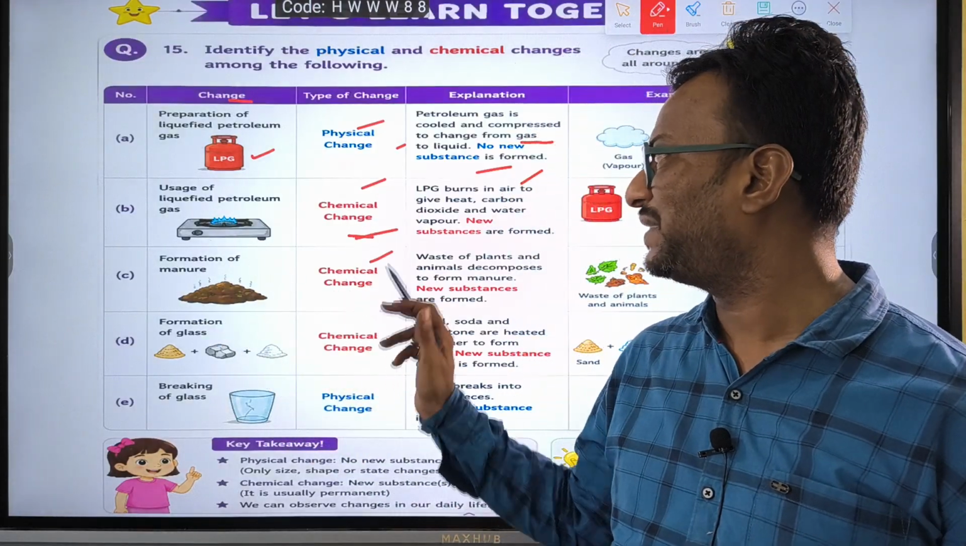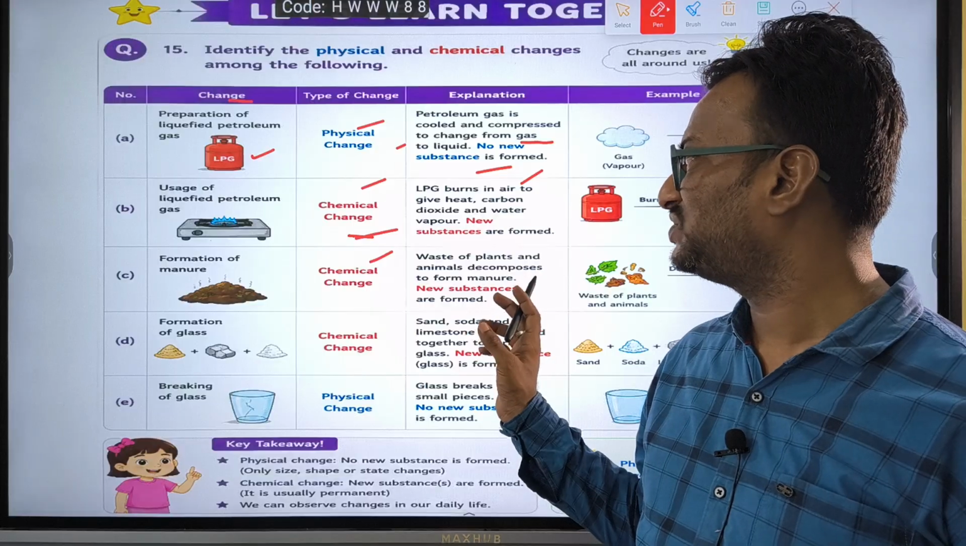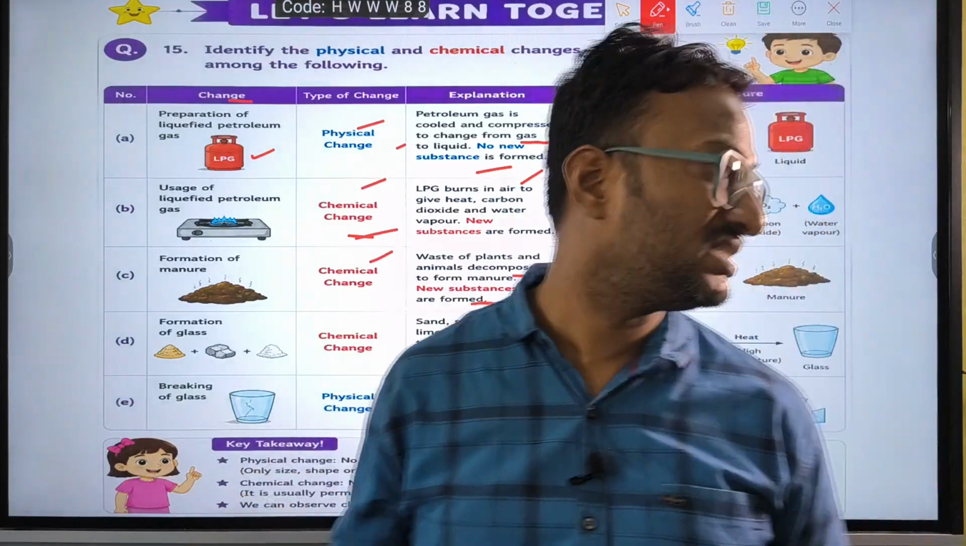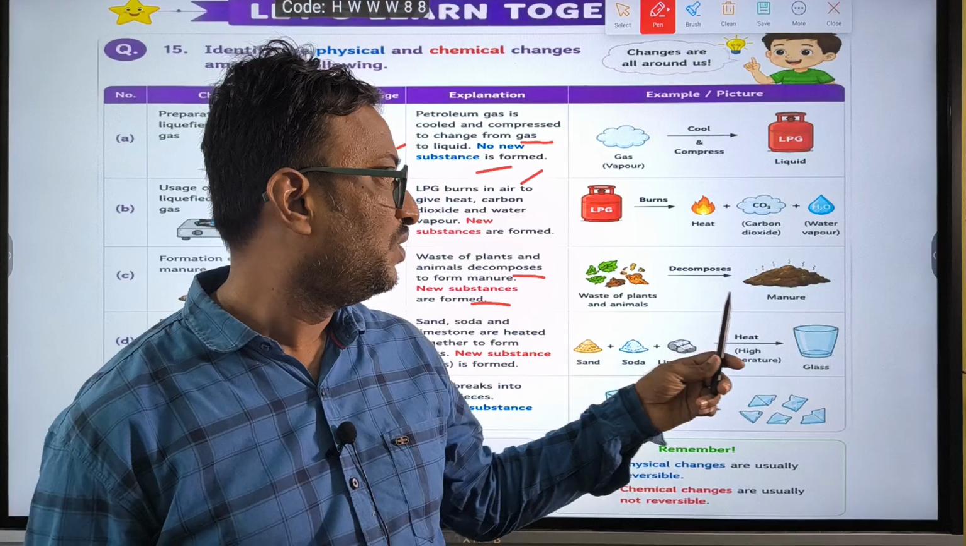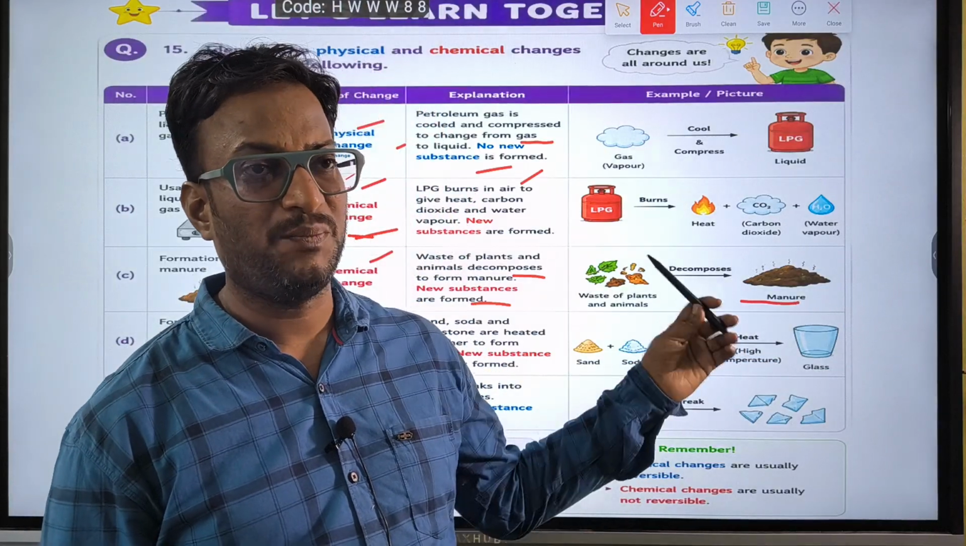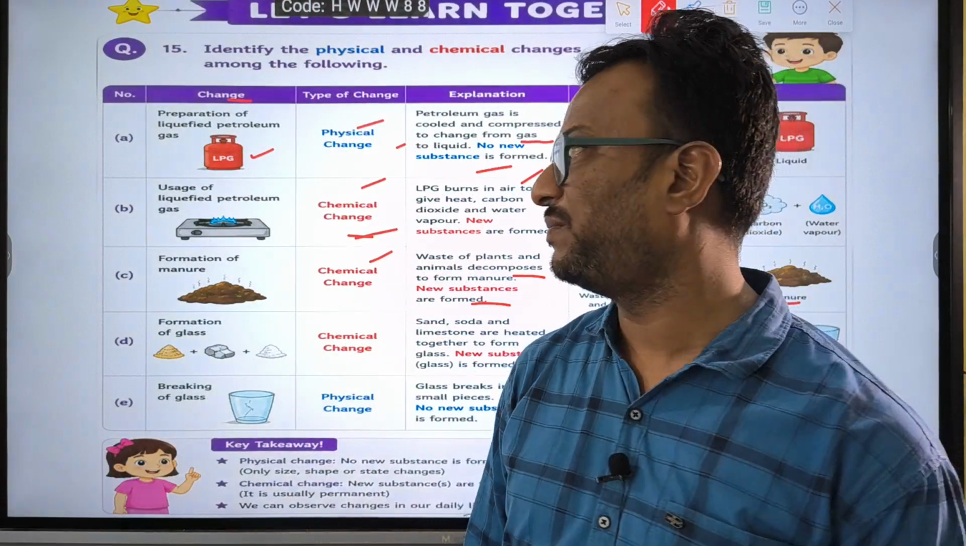Formation of manure is a chemical change. Waste of plants and animals decompose to form a new substance. Okay, so it is called manure. Decomposition takes place, and a new substance is formed here.